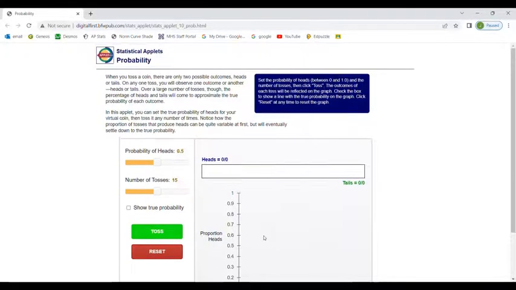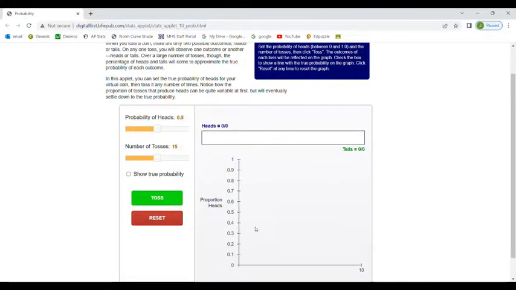Okay, this is one of the applets that comes with our book. This one is allowing us to essentially flip a coin electronically. So what's interesting about this is I can change the probability that the heads comes up. So right now we'll leave it at 50%, but you can change that.